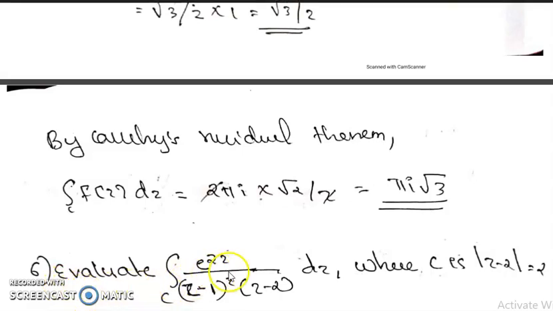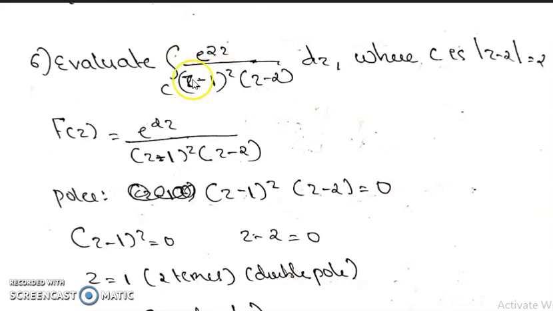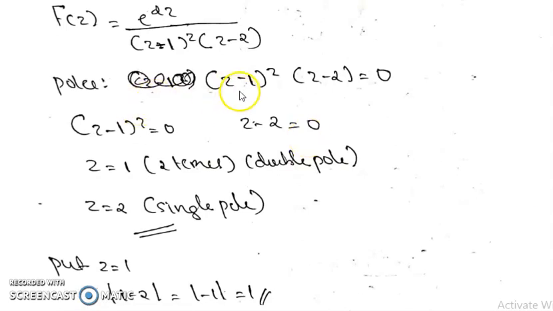Next question, evaluate the integral over C of e^(2z) / ((z − 1)²(z − 2)) dz, where C is |z − 2| = 2. Take this as f(z). Equating the denominator to 0, z is 1, 1, and z is 2. Now 1, 1 is repeated 2 times, a double pole, and the other a single pole.